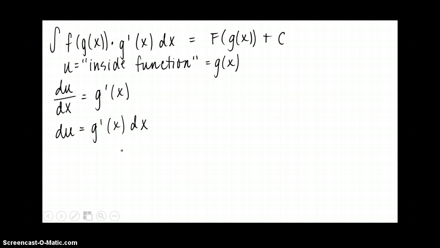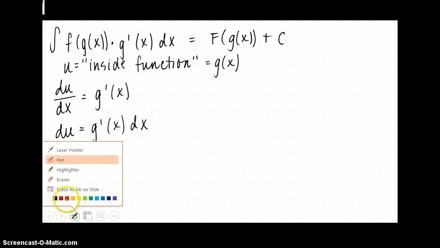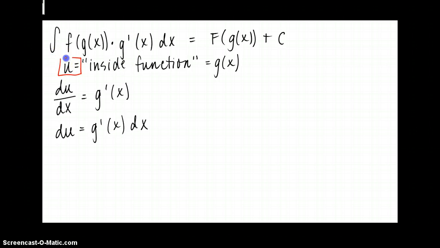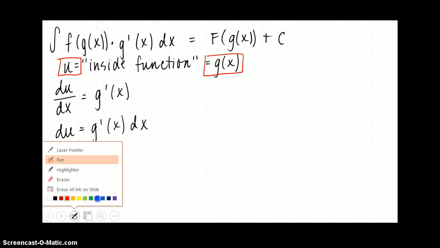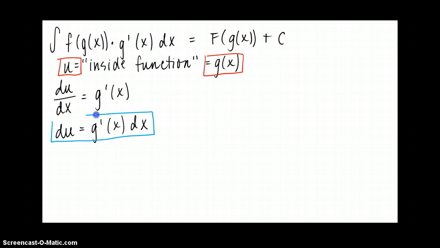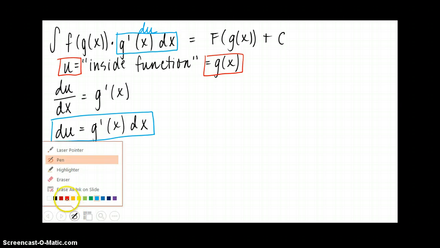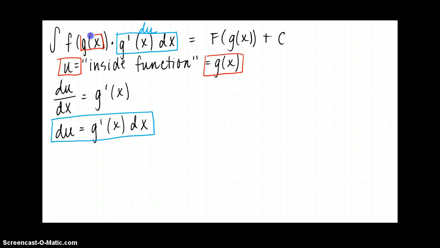And now what I'm going to do, in my original integrand, wherever I see an x, I'm going to replace it with a u. So u, I'm going to replace with g of x, and then du, I'm going to replace that whole statement. So let me go back up here. This is what I'm going to replace with du. And then my inside function is what I'm going to replace with u. So now the integrand becomes f of u times du. Okay, so we've taken away that composition.